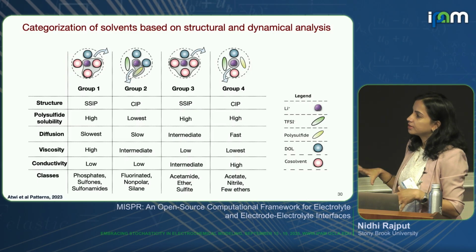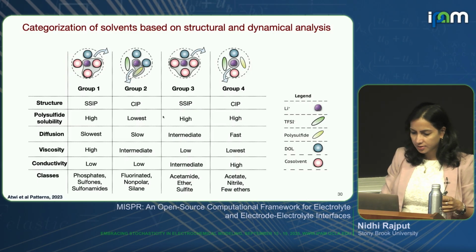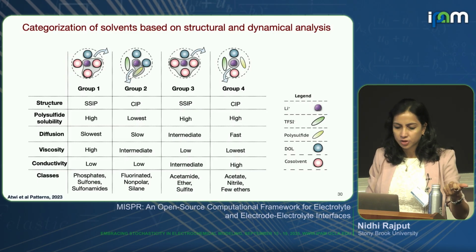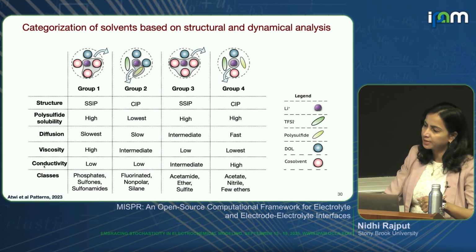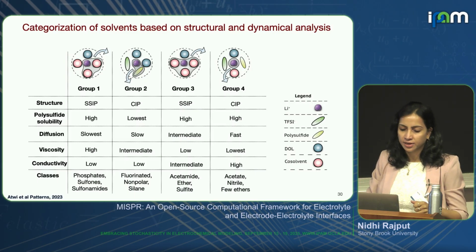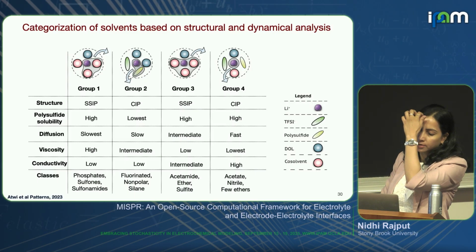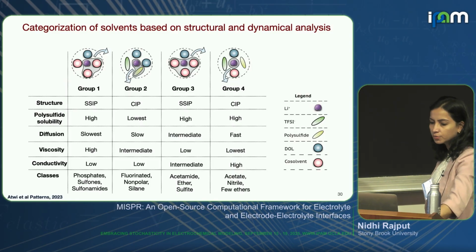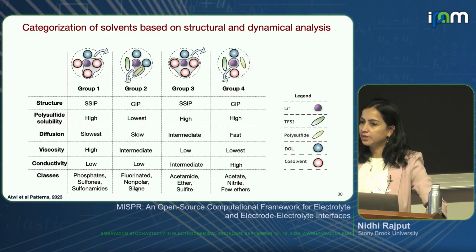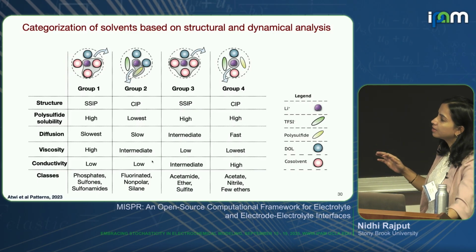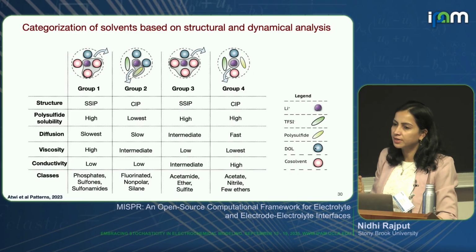All right, so based on this analysis, we categorized these 16 different chemical classes into 4 groups based on what type of different structures we are forming, the solubility of polysulfide, diffusion, viscosity, and ionic conductivity. We were primarily interested in solvents which can give us low solubility of polysulfide. So that's group 2, which includes fluorinated, non-polar, and silane solvents. Although they give very low ionic conductivity, that can be compensated by the co-solvent that we are using here.